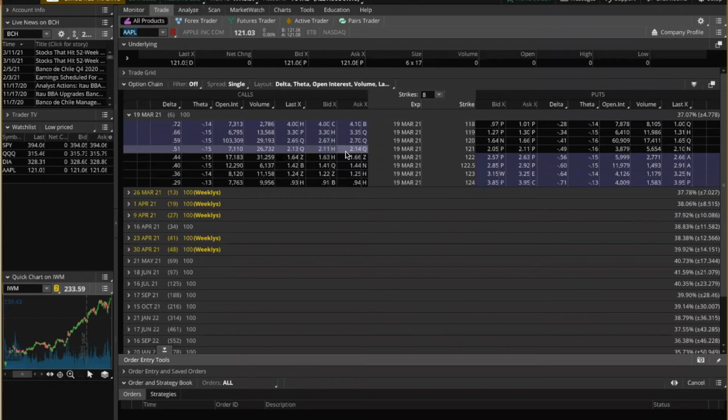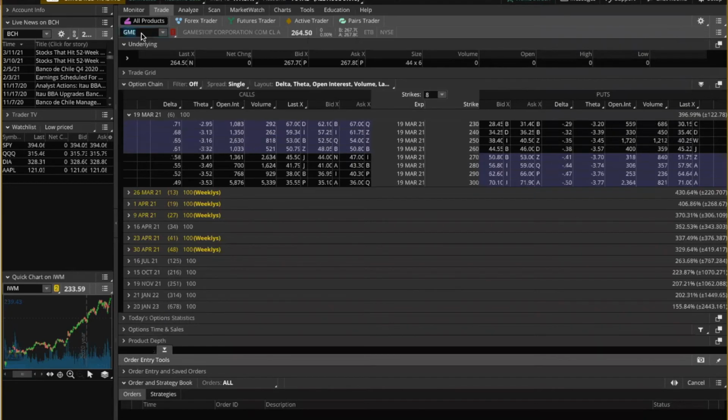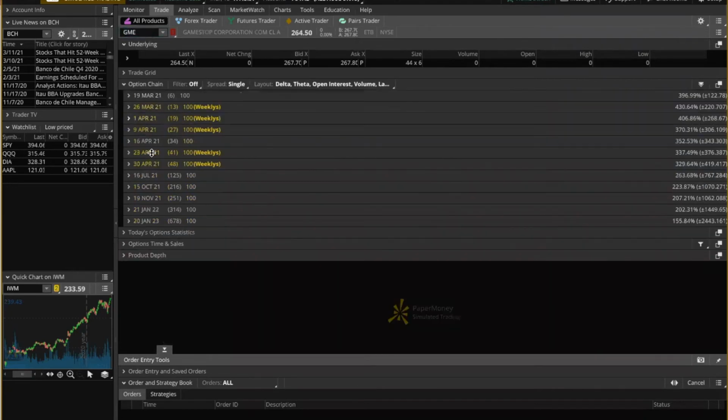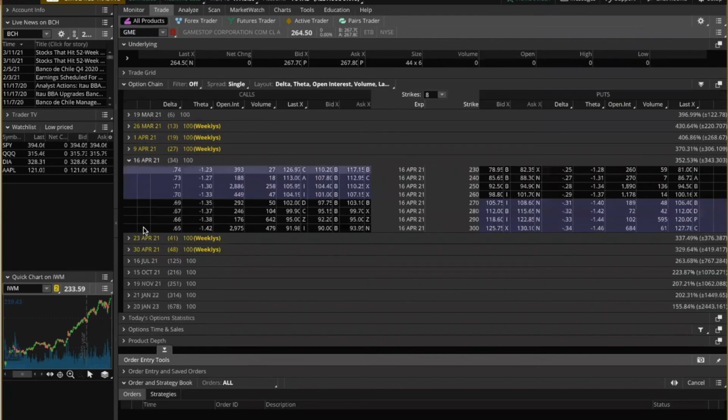But if you look at some that are actually low volume, let's just take GameStop for example, because of course, everyone's been hearing about it in the news. Let's just pick a random date, one of the expirations. So now let's look at GameStop. You see the open interest up here, and the volume is only 292 and 50, 246 and 104. So it's really low volume.